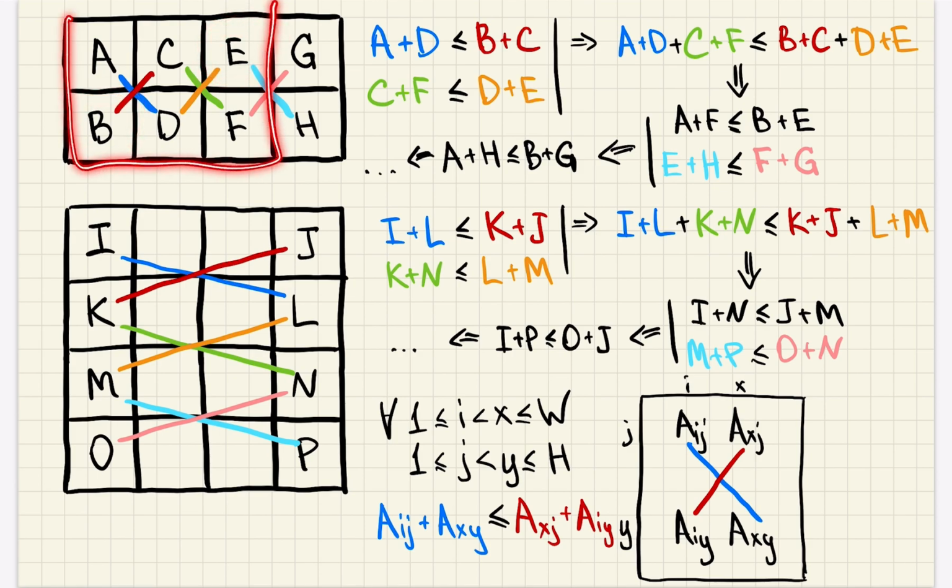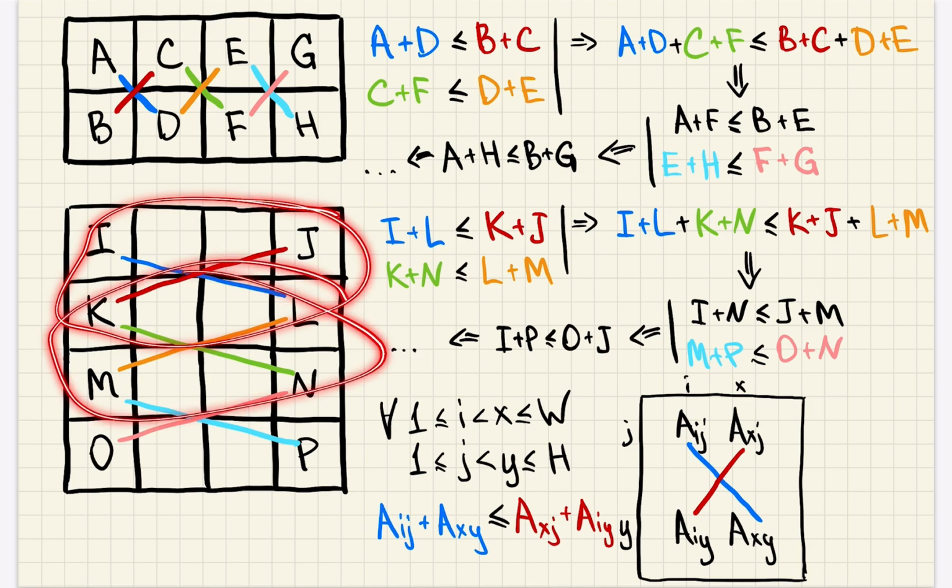So a and f, b, e are corners of this 2 by 3 rectangle. Then we can add this 2 by 2 square in the same way, and we will get an inequality about corners of this 2 by 4 rectangle. But then we can also stack those rectangles vertically, like this, and applying the same method, we can get that this inequality about sums in corners should hold for any subrectangle of the matrix.